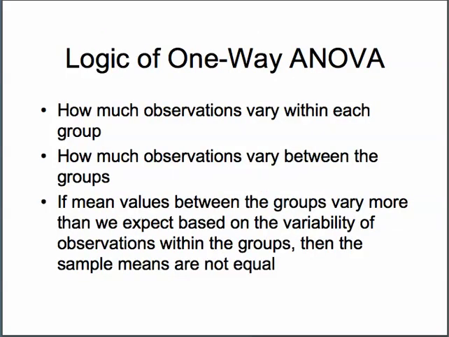The logic of the one-way ANOVA is to check to see how much the observations vary within each group and compare that variation to how much the observations vary between the groups. Essentially, if the mean values between the groups vary more than we expect based on the variability of observations within the groups, then we conclude that the sample means together are not equal. That is the alternative hypothesis. The null hypothesis is that the sample means together are equal.